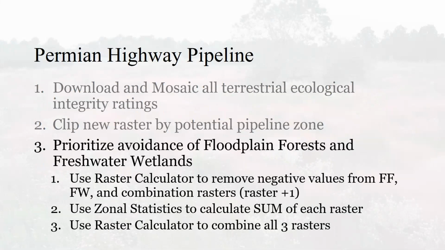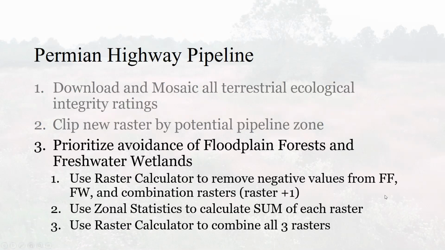And then the next step was something a little different here, just because floodplain forests and freshwater wetlands are types of habitat that aren't really possible to restore after pipeline installation, whereas in theory, at least, you could restore grasslands after the installation of the pipeline. We decided to prioritize avoiding them more than other habitats. So these are the steps here. We did this by using a combination of raster calculator and zonal statistics to basically double the value of ecological integrity ratings for floodplain forests and freshwater wetlands.